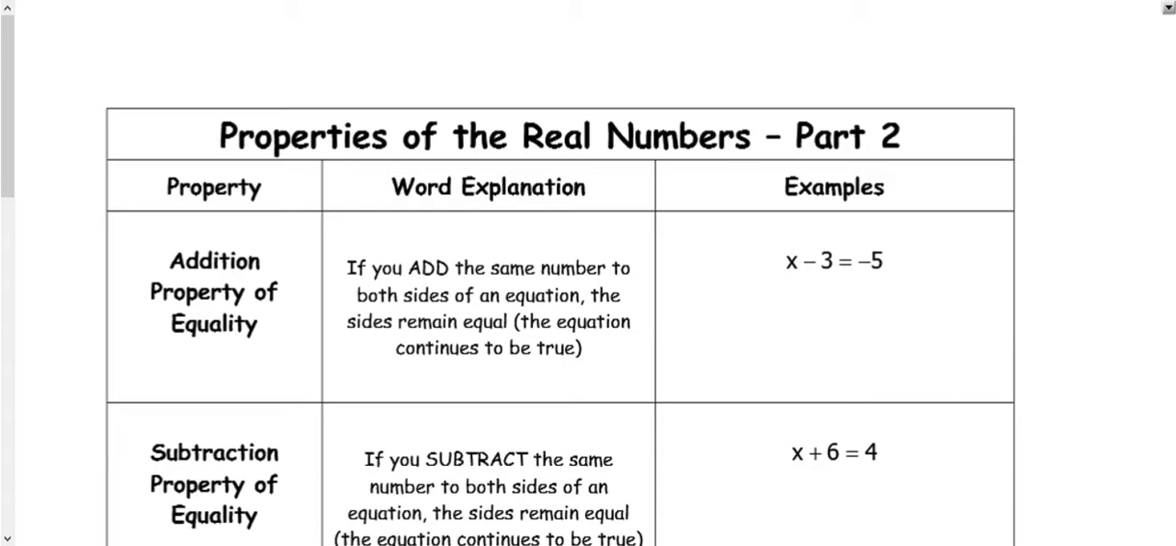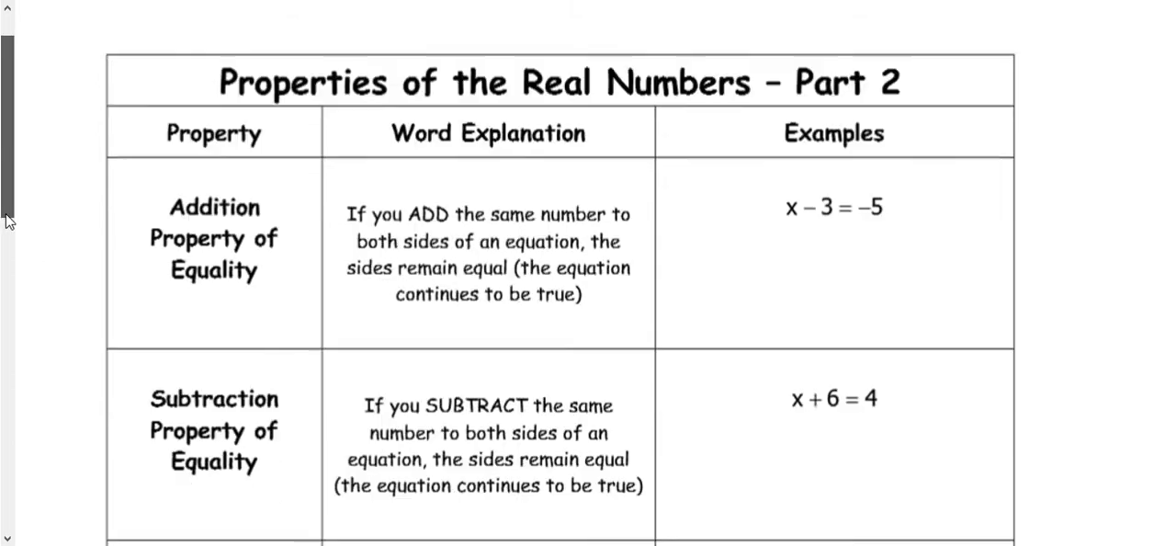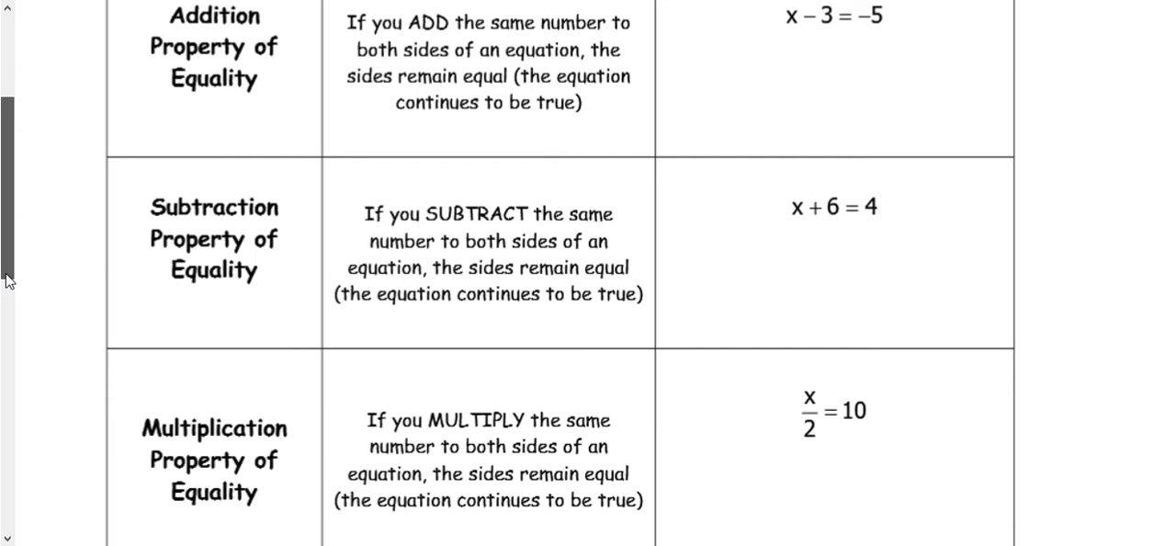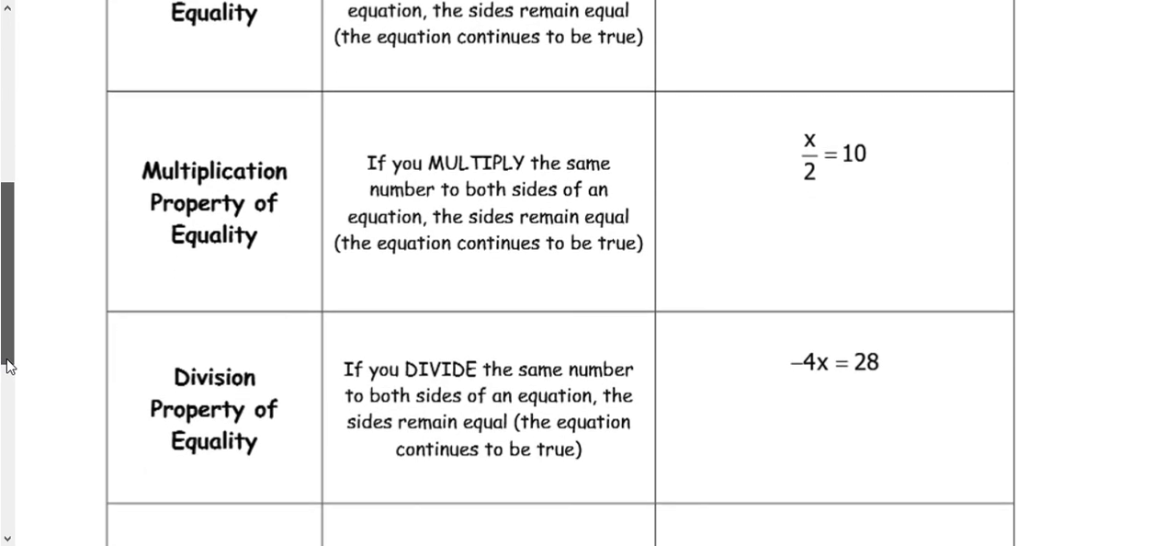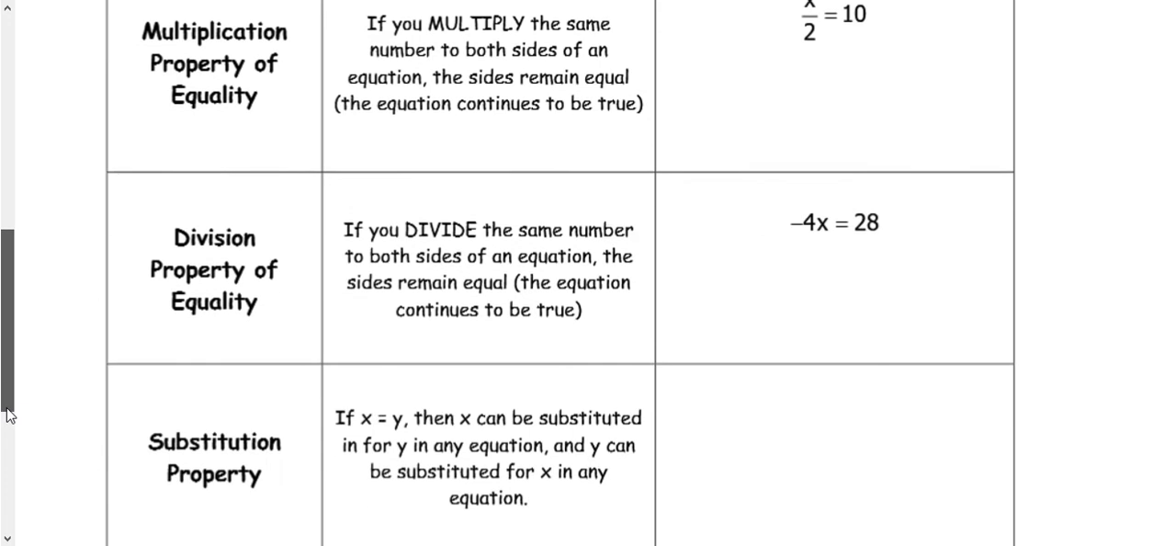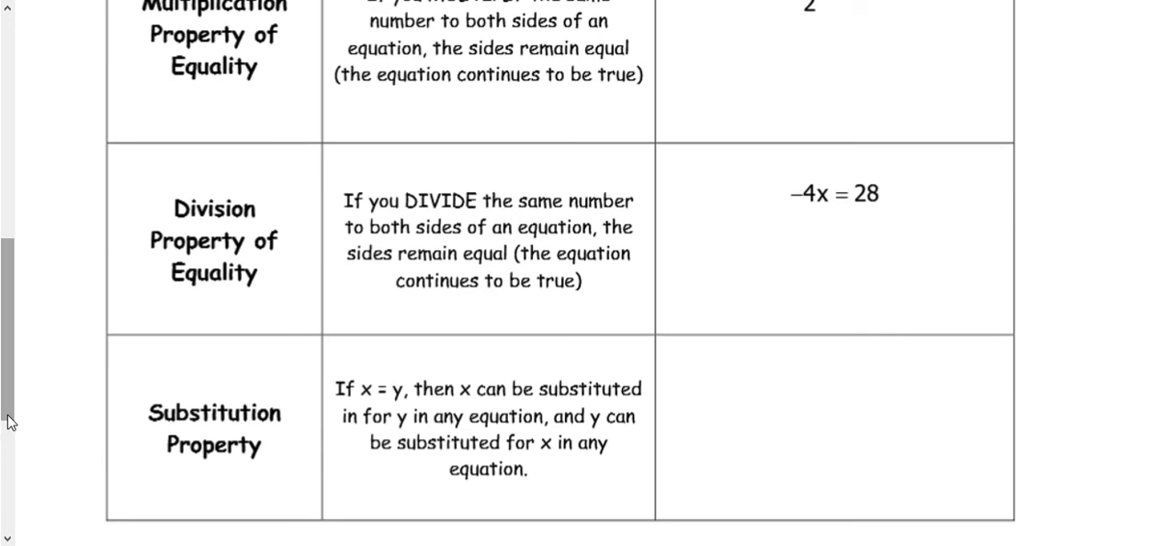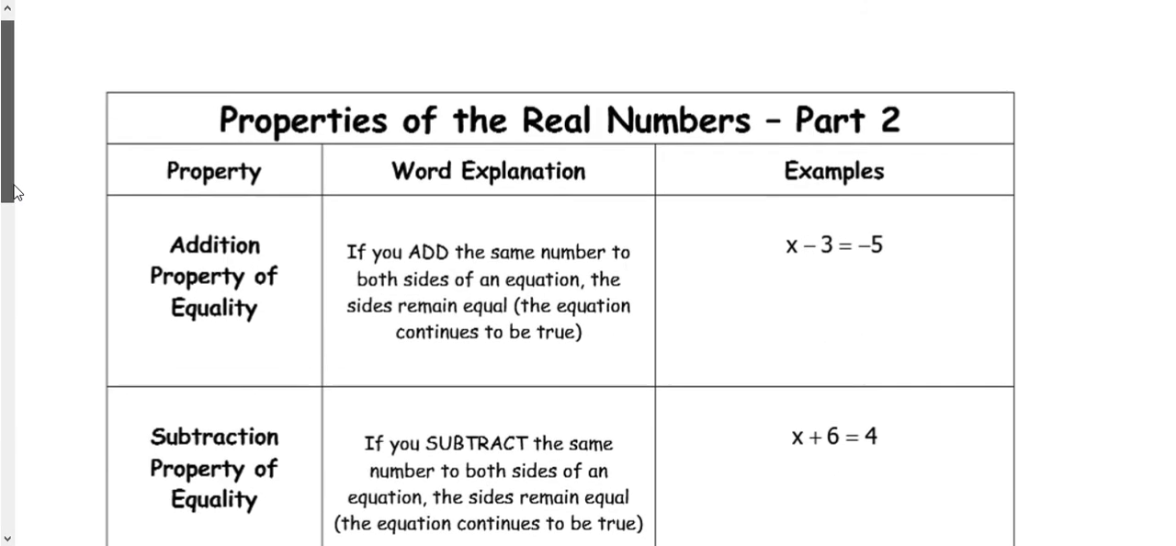Today we'll be looking at the properties of real numbers. We will be looking at the properties of equality. We have four properties of equality: the addition property of equality, the subtraction property of equality, the multiplication property of equality, and the division property of equality. So we have four operations and four properties of equality. And we'll also look at a property called the substitution property. All of these properties we use when we solve equations.